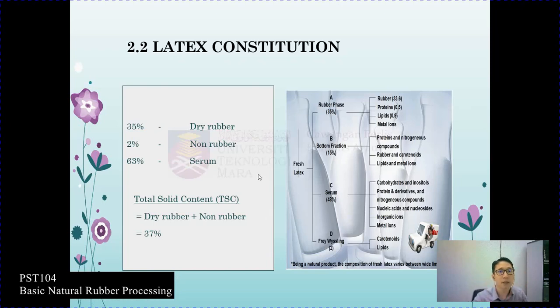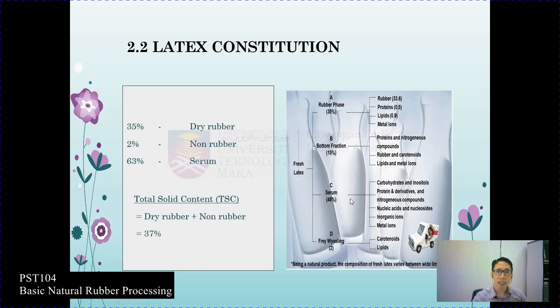The latex constitution consists of this percentage. What we call the composition of phases. Okay, we have dry rubber, approximately 35%, 2% of non-rubber, which is the free Wesleyan, and then 63% of serum, a combination of bottom fraction, B serum and C serum. The total solid content, equivalent to dry rubber plus non-rubber, is equivalent to 37%.